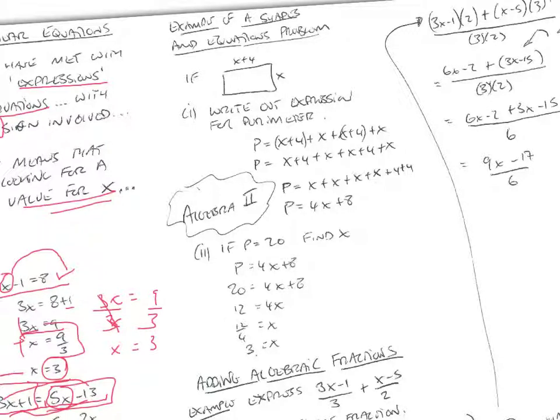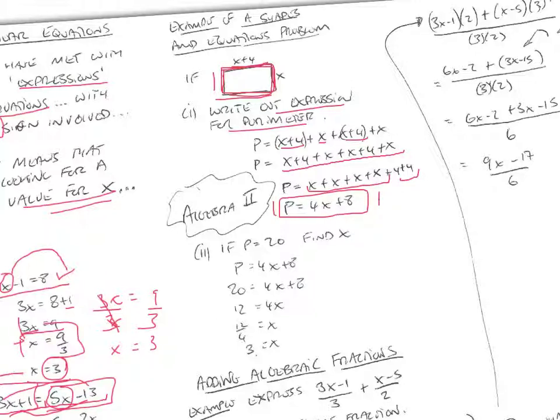Now, sometimes we might be given a shape like this rectangle, with x plus 4 as the length of one side and x as the length of the other. We might be asked to generate a linear equation, to write an expression for something like the perimeter of this rectangle. So the perimeter would be x plus 4 plus x plus 4 plus x. Removing the brackets and gathering our like terms, our x's and our 4's, we see that the perimeter p is given by the linear equation p equals 4x plus 8.